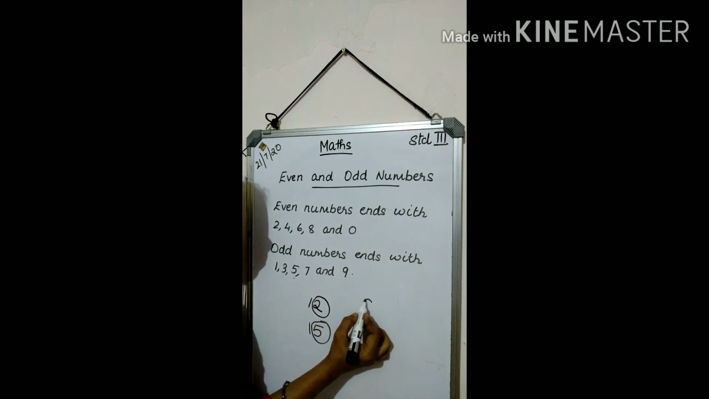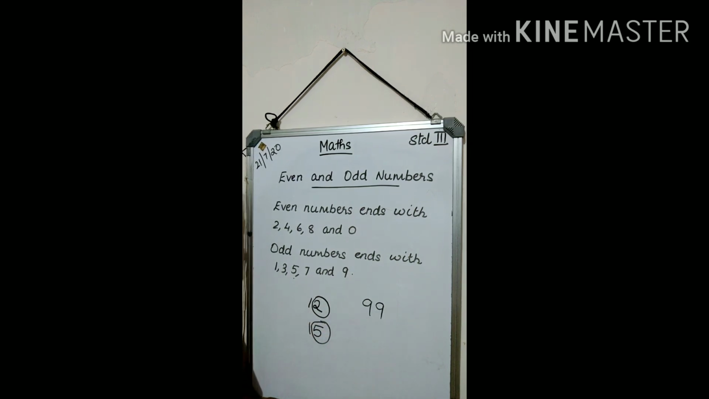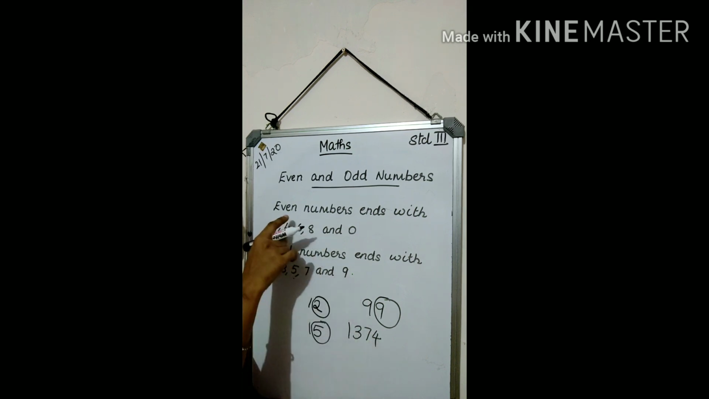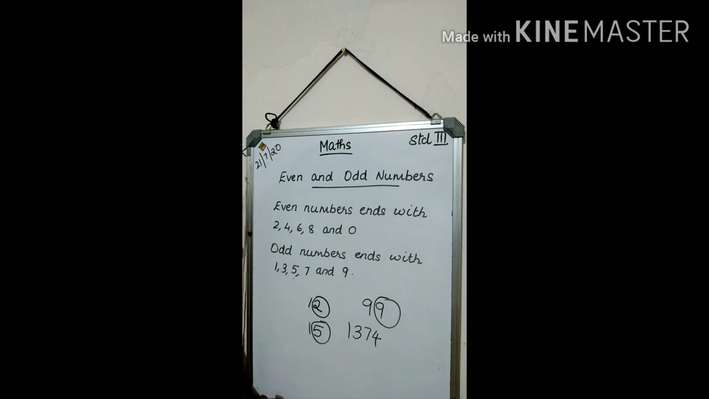Then look at number 99. It ends with 9. So this number is an odd number. Then look at this number, 1374. Look, the ending number is 4. So this is an even number, right? So you understood, can you say it without looking?